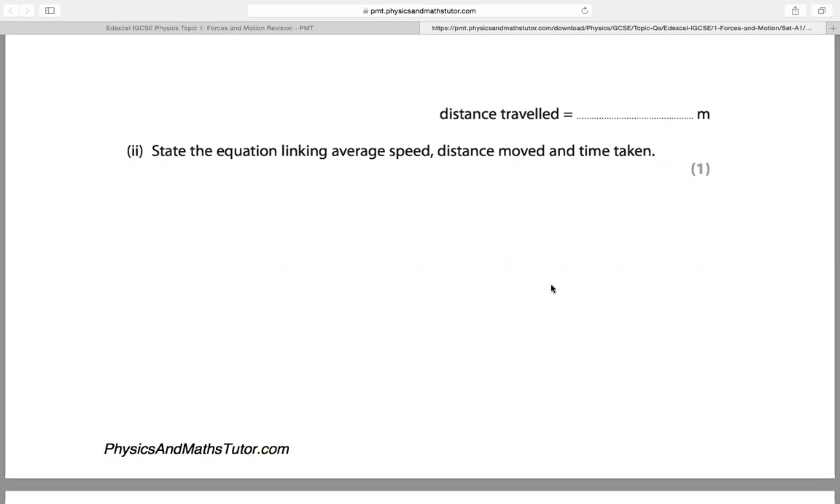What if I wrote average speed equals total distance traveled over total time taken? Can. But the only issue with that is that the question says state the equation linking these three things. So you want to use the three things that they have mentioned. But the answer is correct because that is the formula. Because it says the equation linking these three things, you want to put what they have given you. Okay?